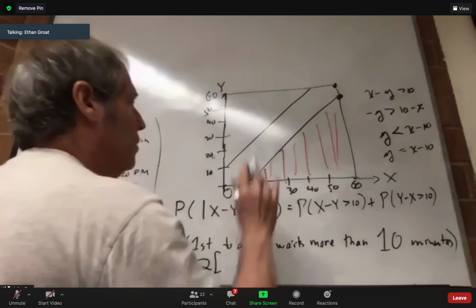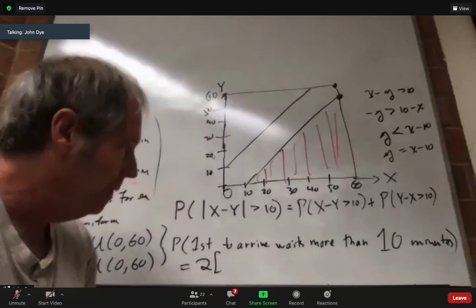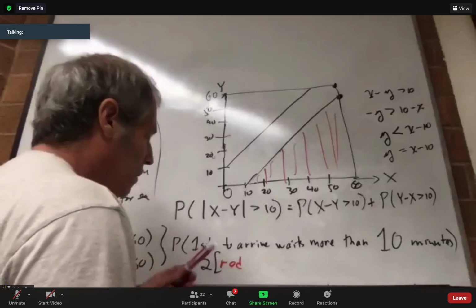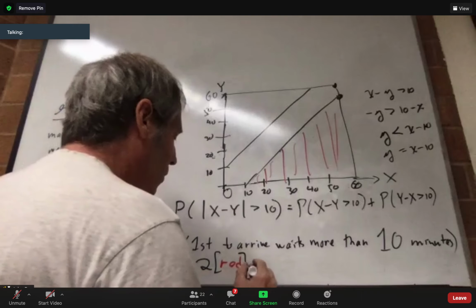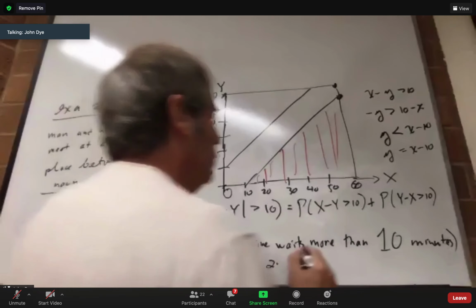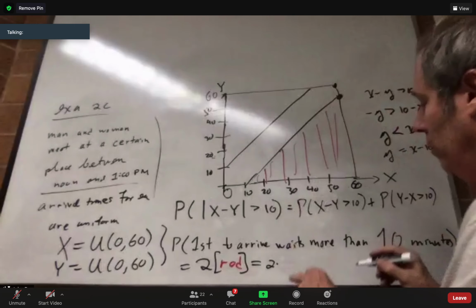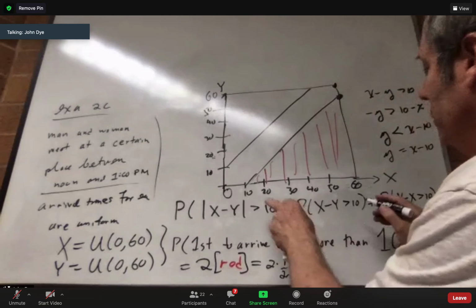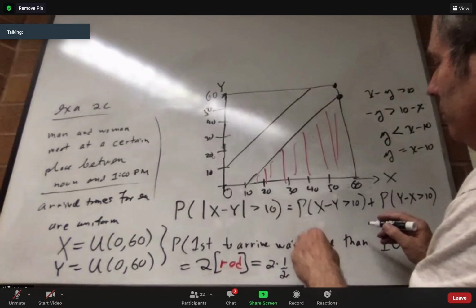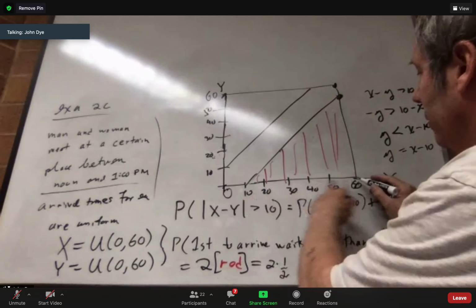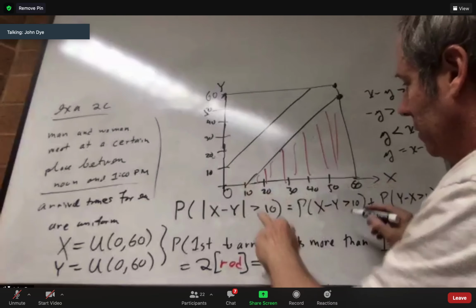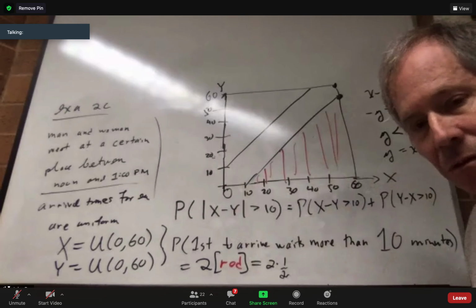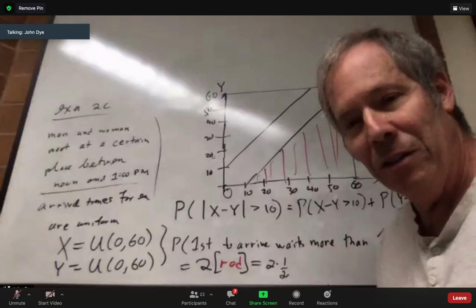That's an interesting graph. 2 times red. And that's equal to 2 times 1/2 base. Well, how much is the red? So it's 1/2 base. And what is the base? The base is this, right? How much is the base? 50.